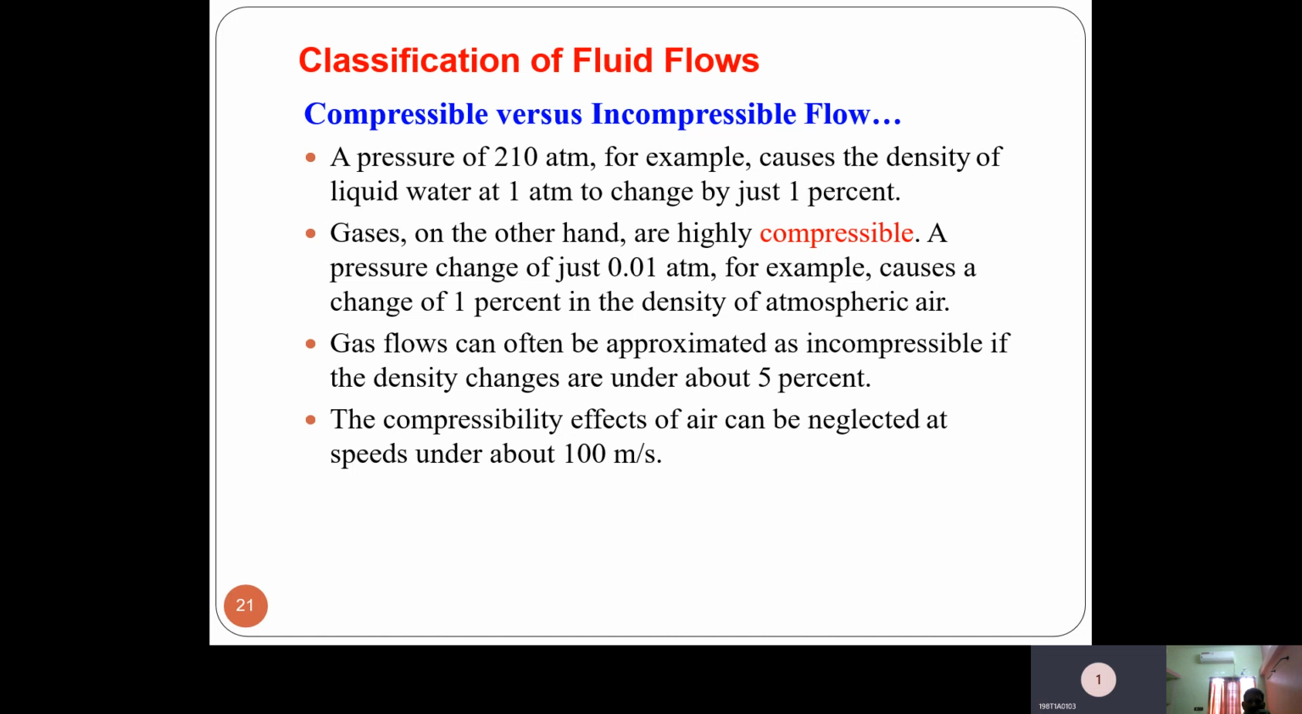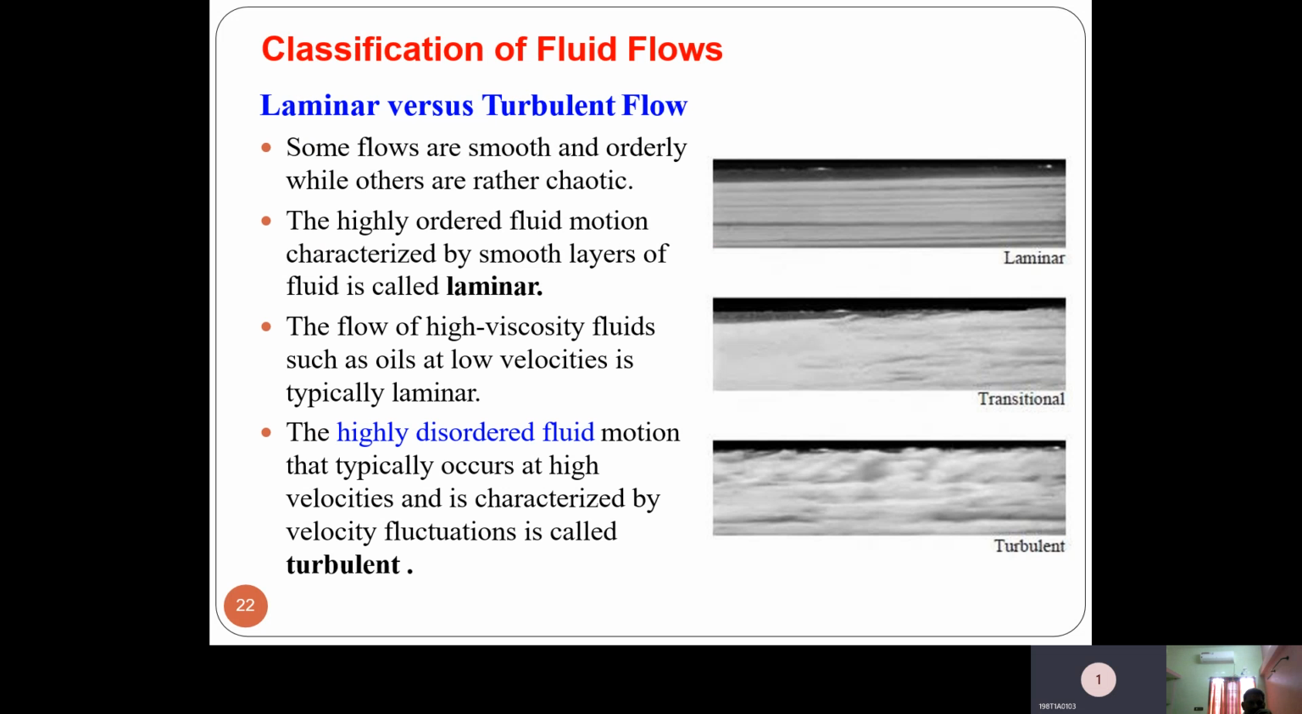What is this criterion? Compressible and incompressible. Till now, how many classifications have we had? Viscous flow and inviscid flow, internal flow and external flow, compressible flow and incompressible flow. And come to the next classification, laminar versus turbulent.